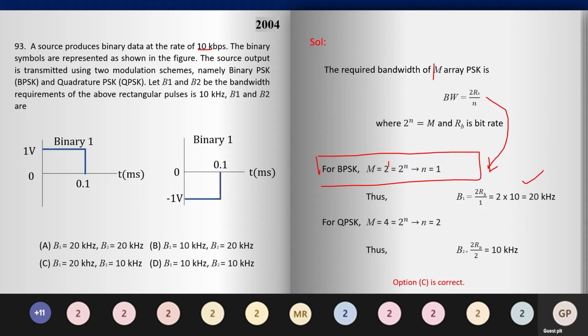And for QPSK, the formula is M is equal to 2 power N. So you have to substitute 2 power 2, which is 4. Once you have the value for M, you can use the same formula by substituting N in here. As a result, you get the combination of data, B1 is equal to 20 and B2 is equal to 10. 20, 10. So the answer will be C. So the correct answer is C. So that's about QPSK.